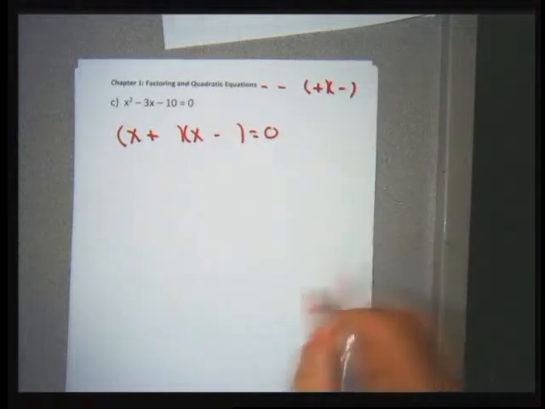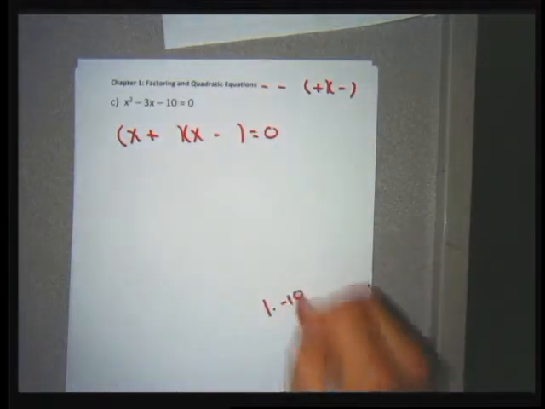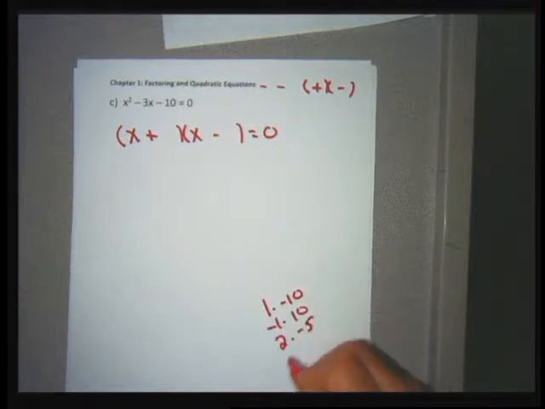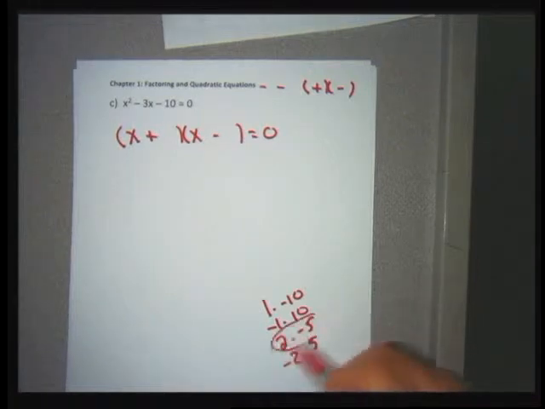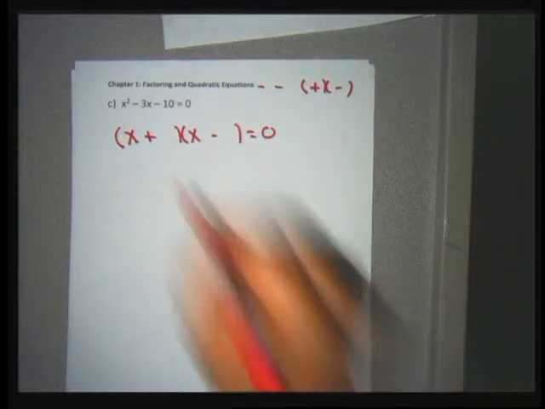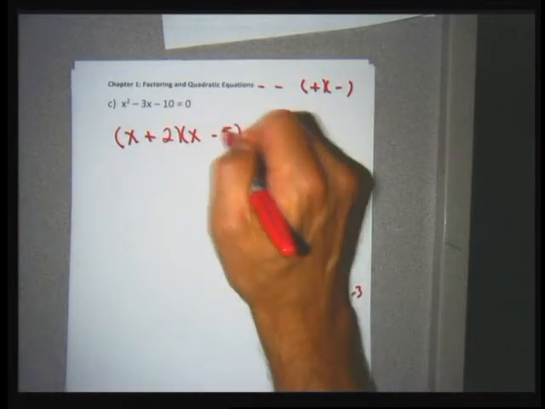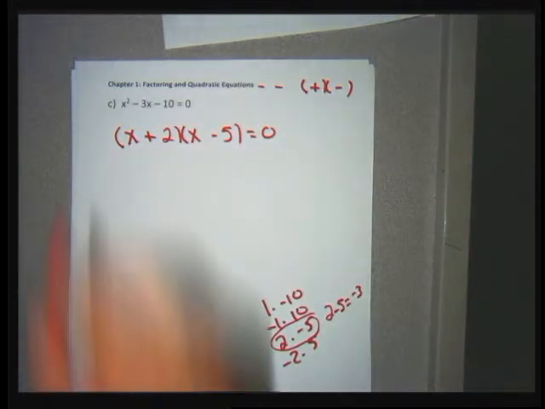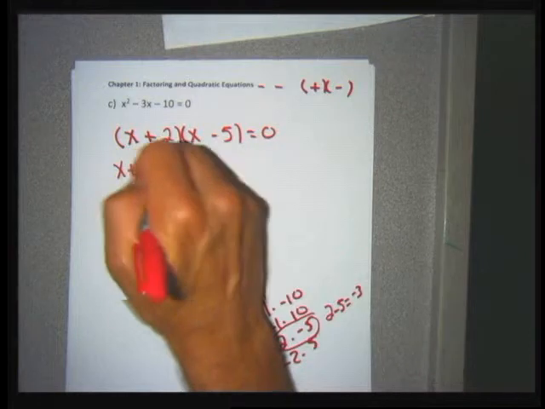And then for the 10, I can do 1 and minus 10, minus 1 and 10, 2 and minus 5, minus 2 and 5. I need the pair that gives me a negative 3, and this one does, because 2 minus 5 is negative 3. So I need a plus 2 and a minus 5. Because there's an equal sign, I have to go the extra mile and set the insides of the parentheses equal to 0.